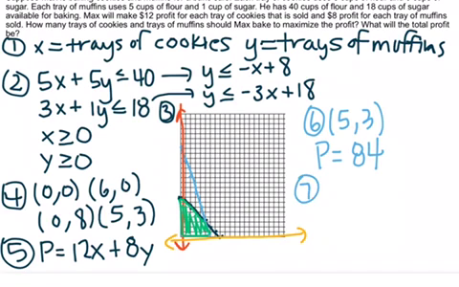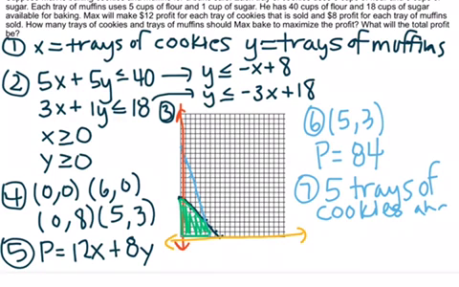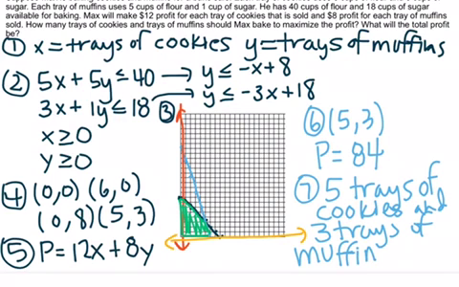And so to answer the question, how many trays of cookies and muffins should he make? 5 trays of cookies and 3 trays of muffins to earn a maximum profit of $84. And that's example 2 of task 4.